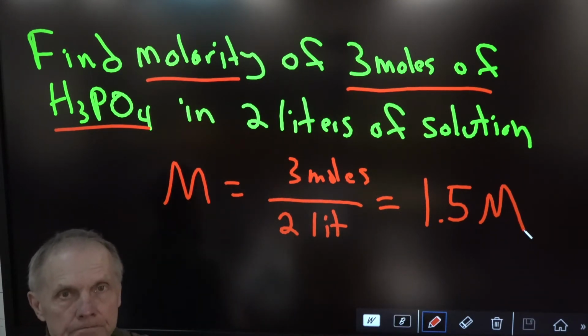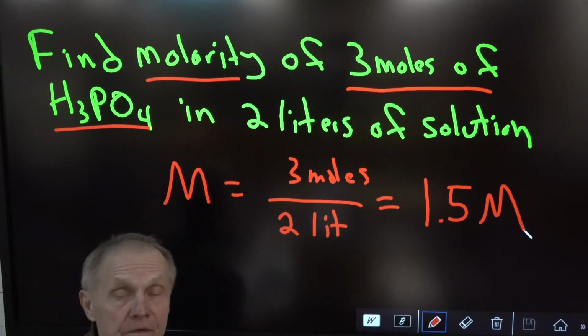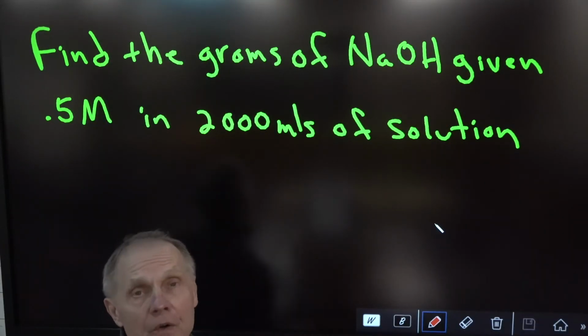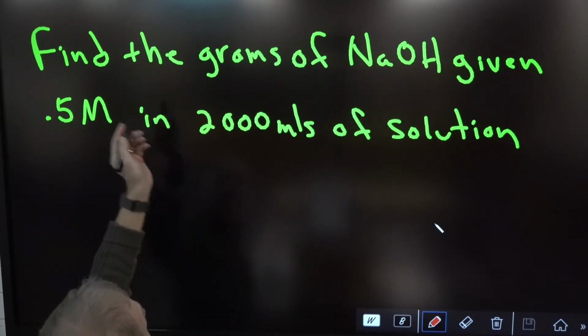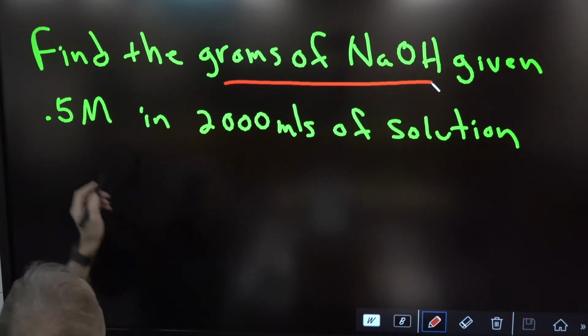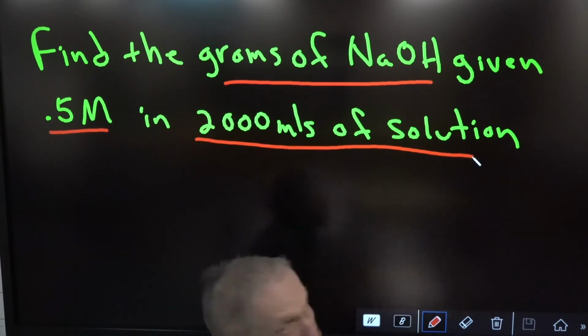1.5 molar. Okay, so the molarity of that phosphoric acid is 1.5. Let's do a few more. All right, here's a different way to do it. In this case, it says find the grams of NaOH given 0.5 molarity in 2,000 mL of solution.